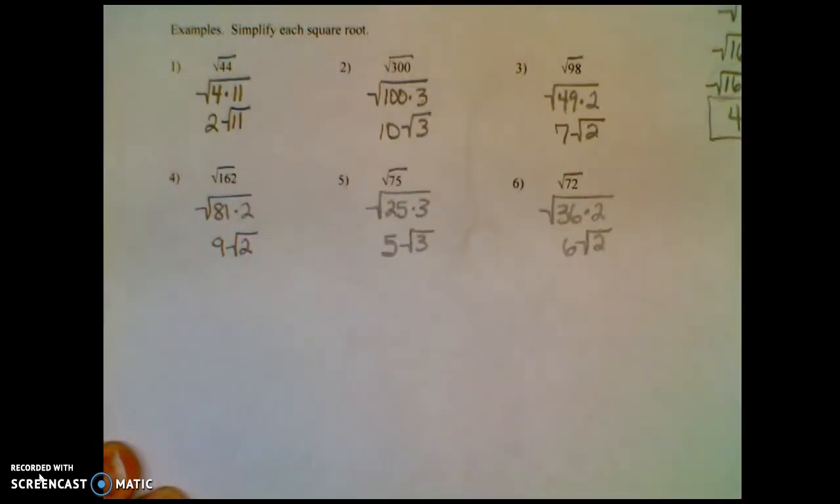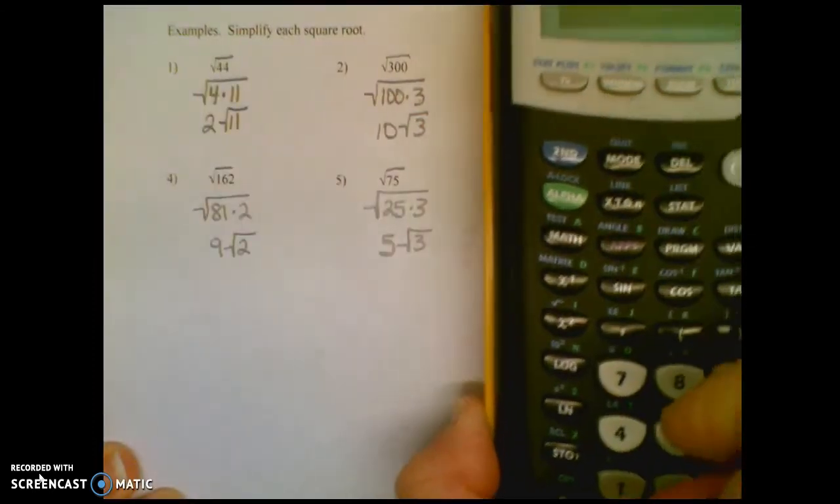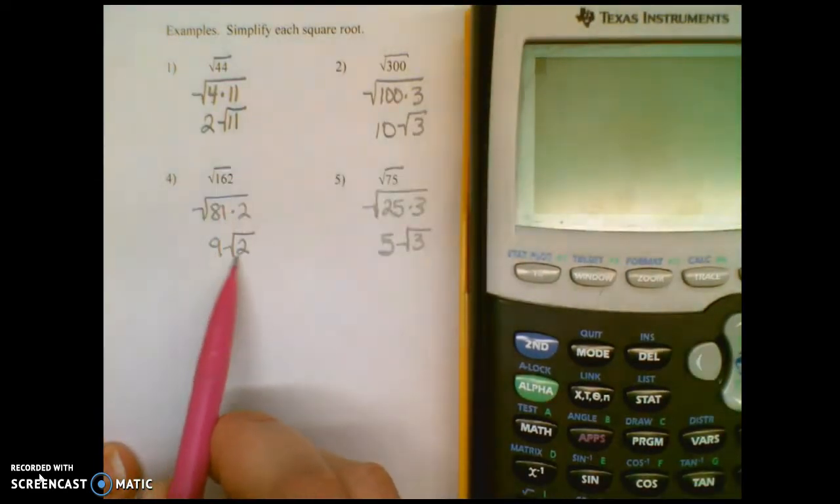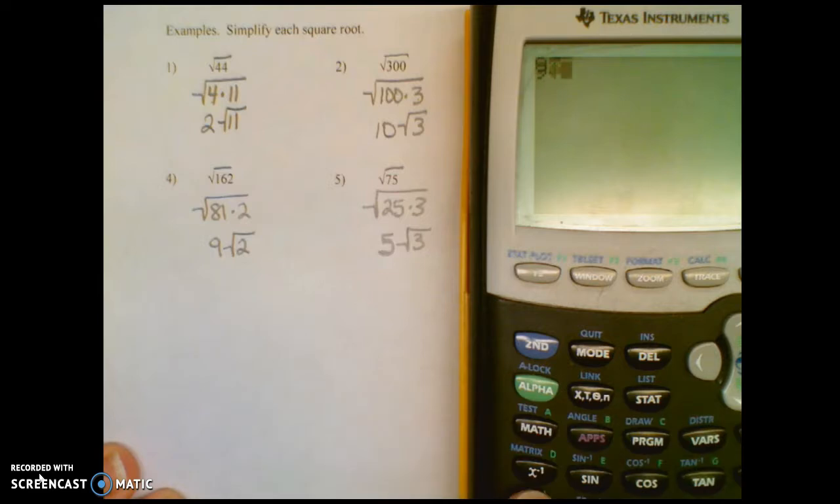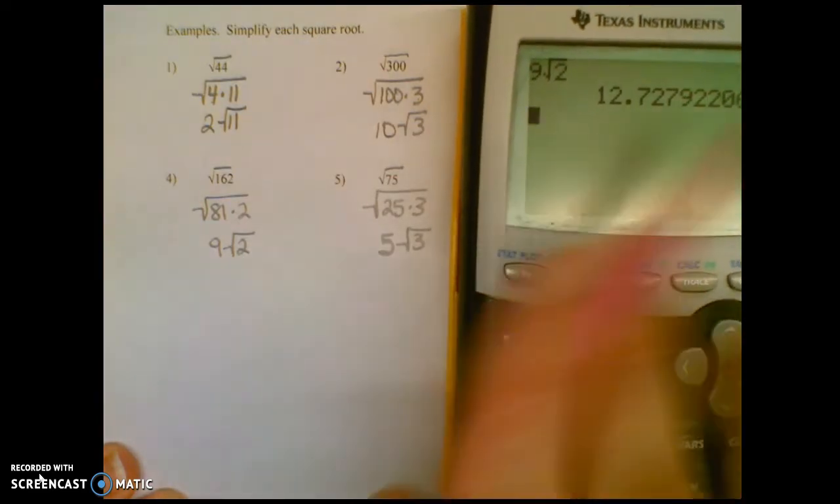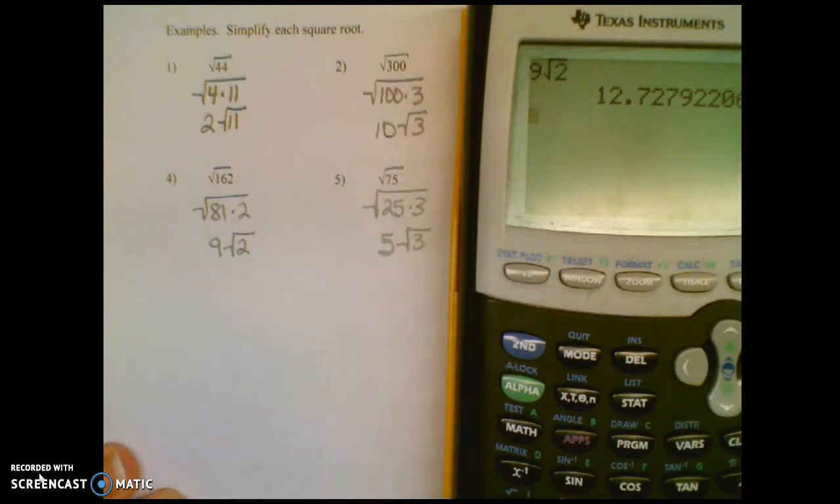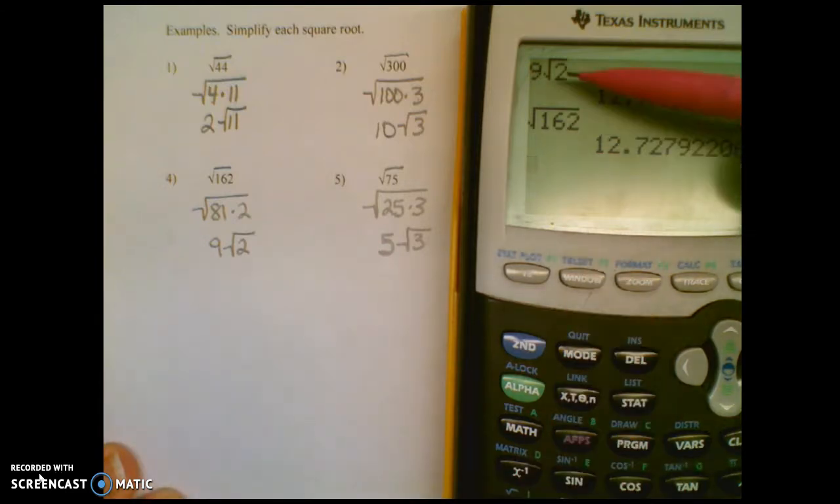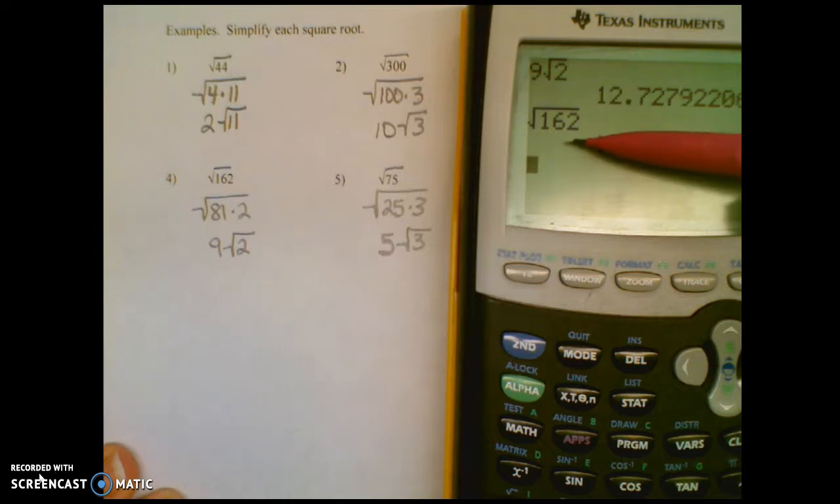You can always check these answers using your calculator. So if we type in 9 square root of 2, its decimal form is 12.7 with an irrational decimal. And then if we type in square root of 162, you can see that that decimal is the same, so that you know that you've simplified correctly. Because these two numbers are equal, this one's in simplified form. Square root of 162 is not simplified yet.